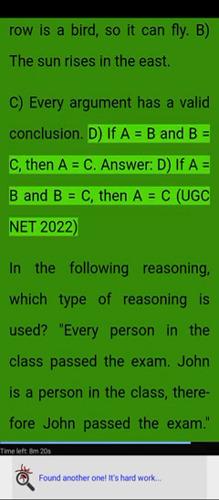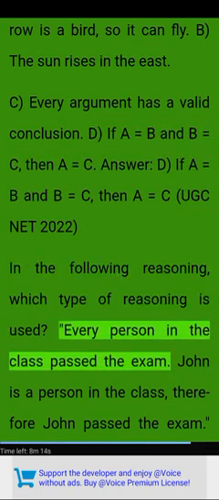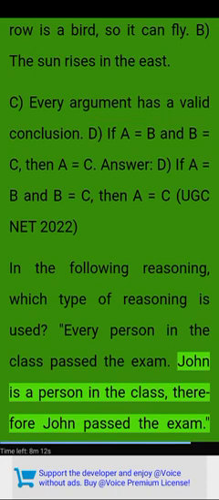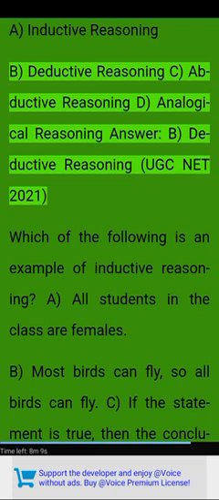If A equals B and B equals C, then A equals C. UGCNet 2022. In the following reasoning, which type of reasoning is used? Every person in the class passed the exam. John is a person in the class, therefore John passed the exam. A. Inductive reasoning. B. Deductive reasoning. C. Abductive reasoning. D. Analogical reasoning.